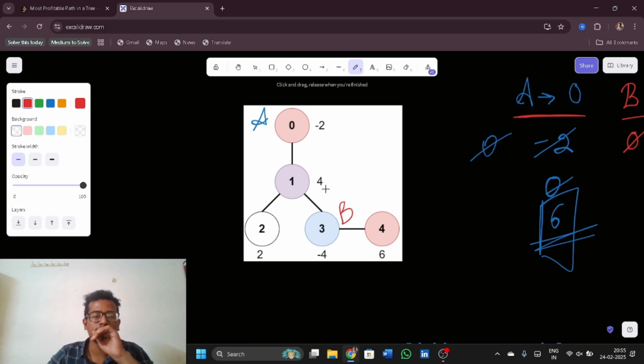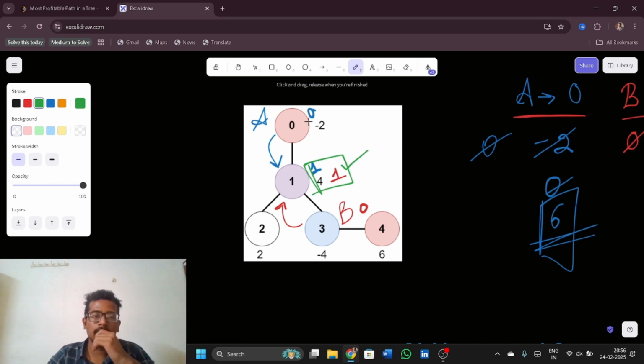Now imagine at 0 amount of time Bob is at node 3, and at 0 amount of time Alice is at node 0. Now Alice came here at time 1 and Bob came here also at time 1. This is the time or the node where they are at the equal node. So it is quite simple.